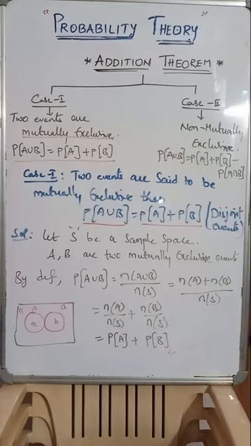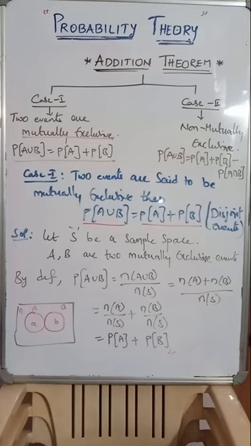Now let us have the proof. Let S be a sample space, the set of all the possible outcomes of a random experiment, and then A and B are said to be mutually exclusive, one which prevents the other in a single trial. Then by definition, probability of A union B equals, as you all know, favorable by exhaustive. So exhaustive cases are N of S, and favorable cases are N of A union B. A union B means, according to the union of an event, what is the formula? N of A plus N of B divided by N of S, because here A and B are two mutually exclusive events.